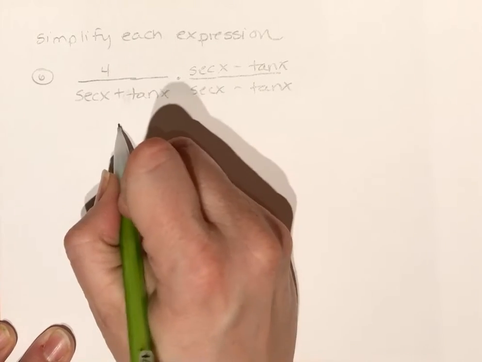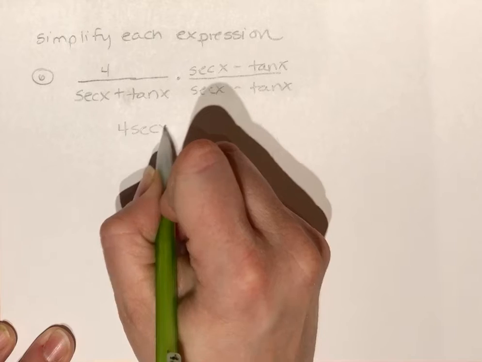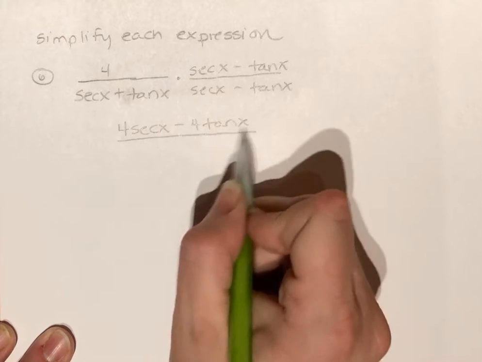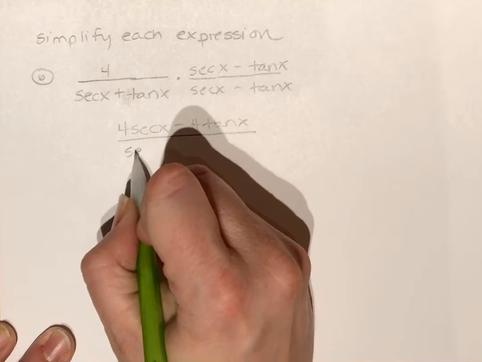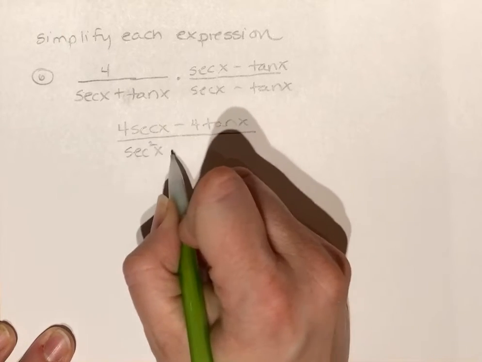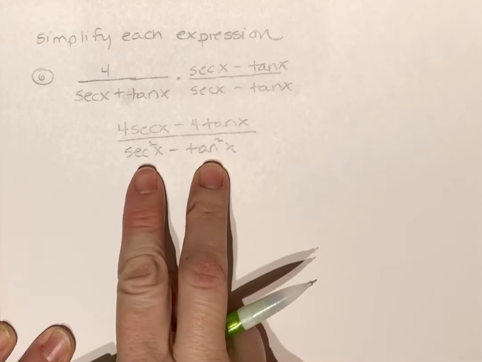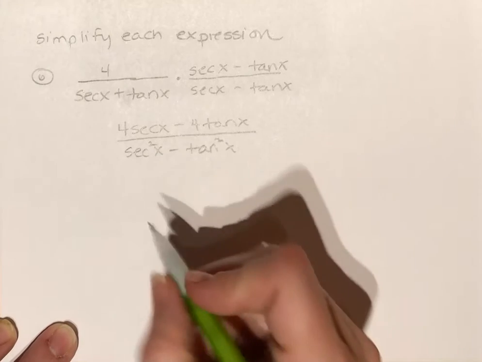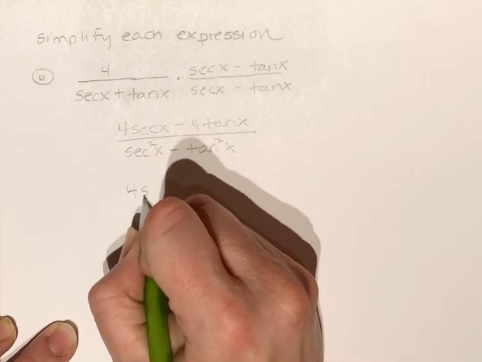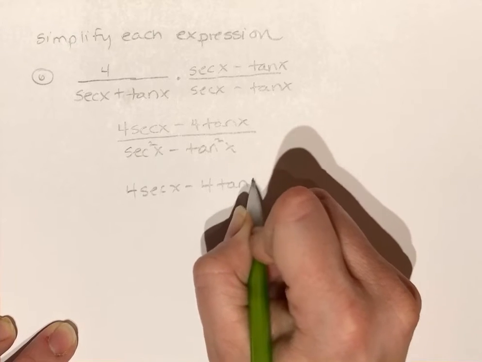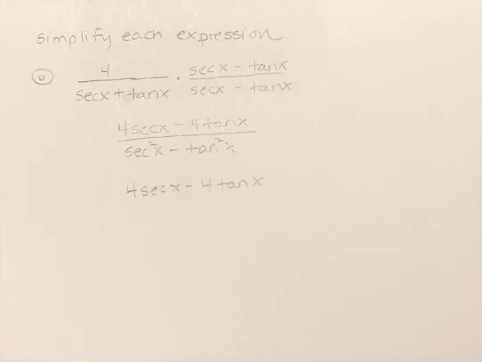So on top, I have 4 times the secant of x minus 4 times the tangent of x, because that 4 would need to be distributed. And then I have the secant squared of x minus the tangent squared of x. But again, secant squared minus tangent squared is 1. So I have 4 times the secant of x minus 4 times the tangent of x. Now, no promises that we're done, okay?